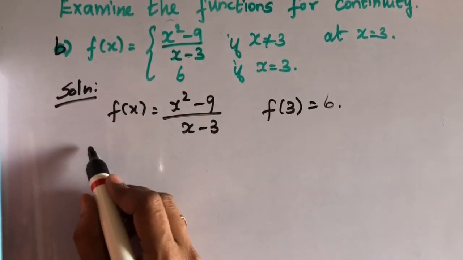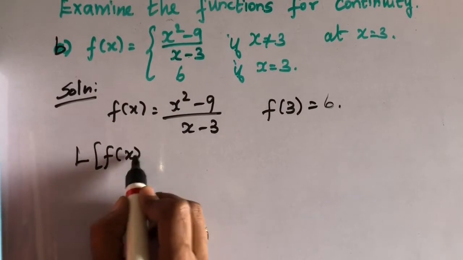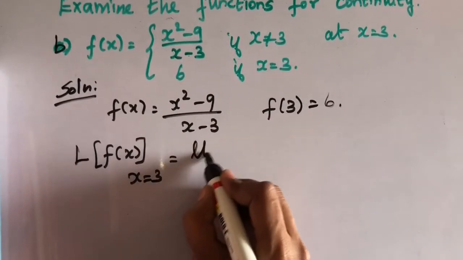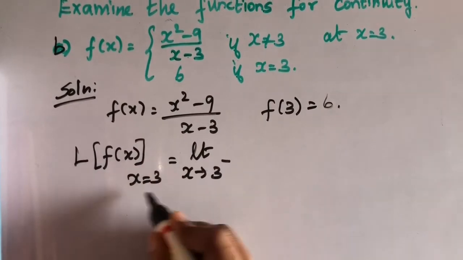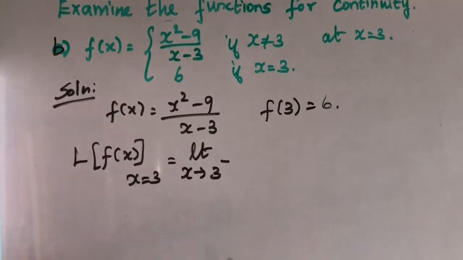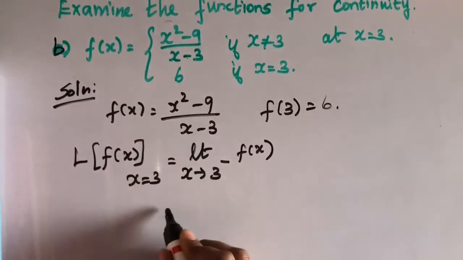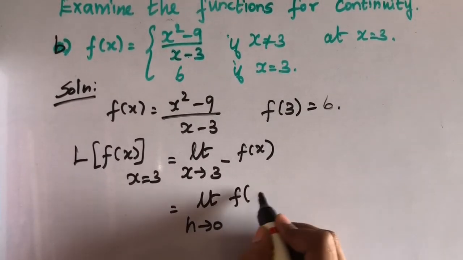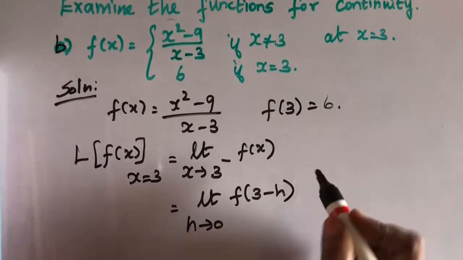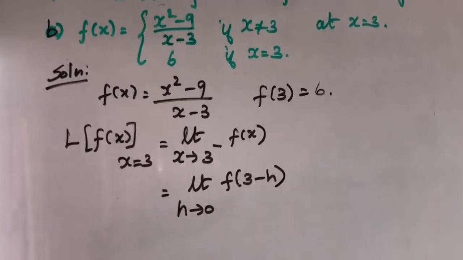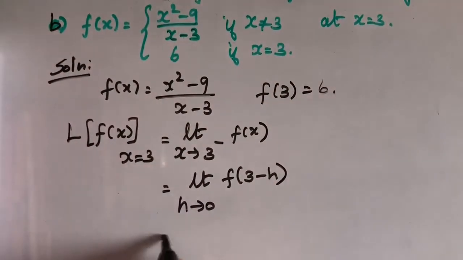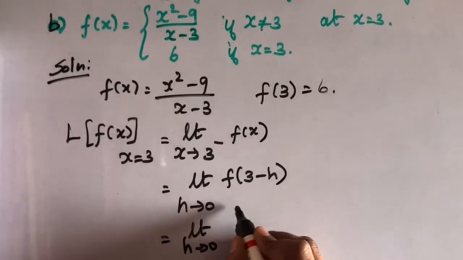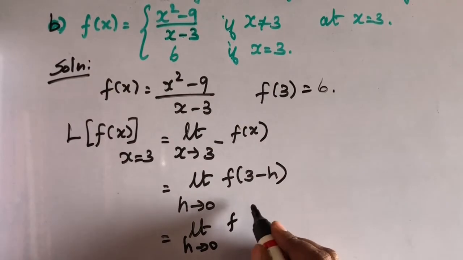So, the left hand side limit L of f of x at x is equal to 3 we have to find. That is limit x tends to 3 minus f of x, for the left hand limit it is 3 minus. On the next step it is limit h tends to 0 f of 3 minus h. So, here it is 3 minus h. Okay. So, that is equal to limit h tends to 0 f of 3 minus h.